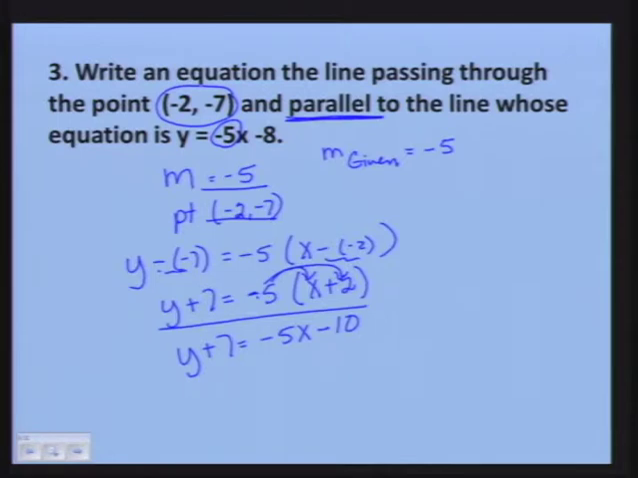A lot of times it's easy to forget by the time we're distributing to the second number that we had a negative. All right, and now let's subtract 7 from both sides to get y by itself. And I have y equals -5x minus 17 for the equation of the line.